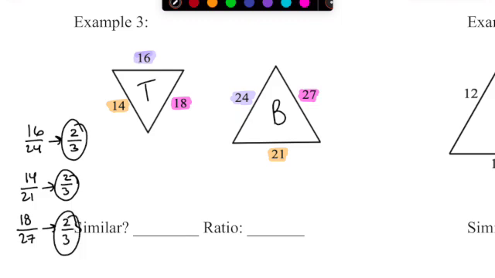Okay, so are these triangles similar? Yes, they're similar by side, side, side. And then what is the ratio that we got? The ratio that we got was 2/3. So that is how we ensure that these triangles are similar. Okay, you've got to check all 3 sides, their ratios.